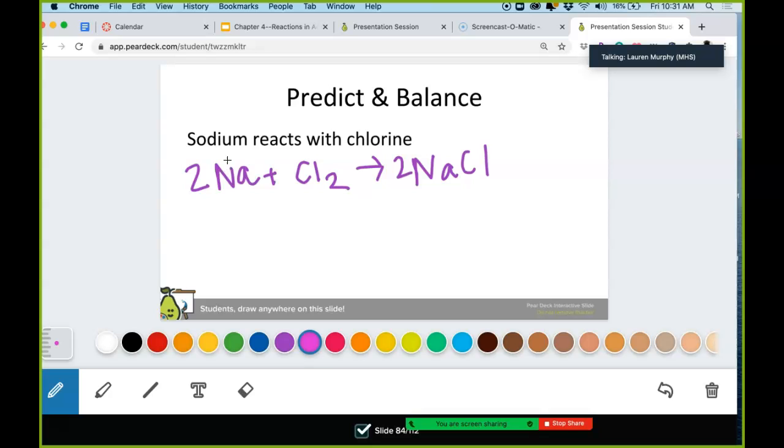So let's look. Sodium right here is an element, so it's 0. Chlorine is pure chlorine, so it's 0. Sodium right here is +1. Chlorine is -1. So sodium changed and chlorine changed. So this is a redox reaction. It's also a synthesis reaction, but it's also a redox reaction.